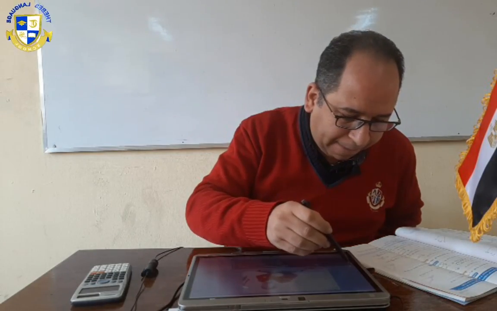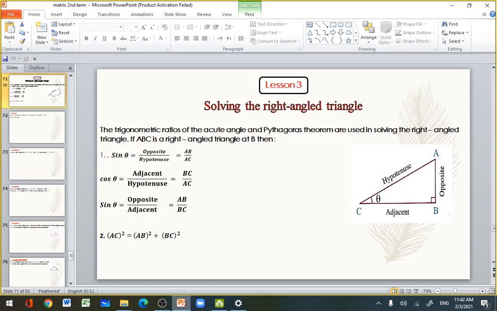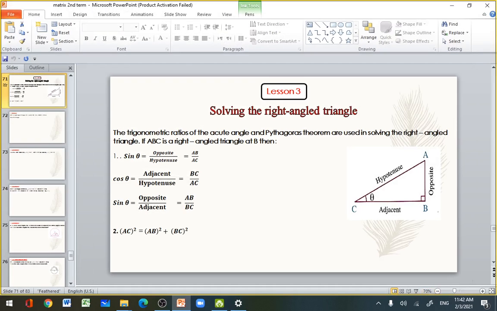Today we are going to talk about a new trigonometry lesson. This lesson is called solving a right angle triangle. So our lesson today is solving a right angle triangle. Let's go. Lesson 3, solving a right angle triangle.